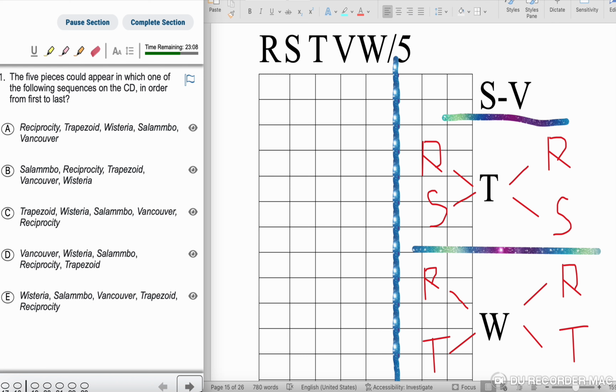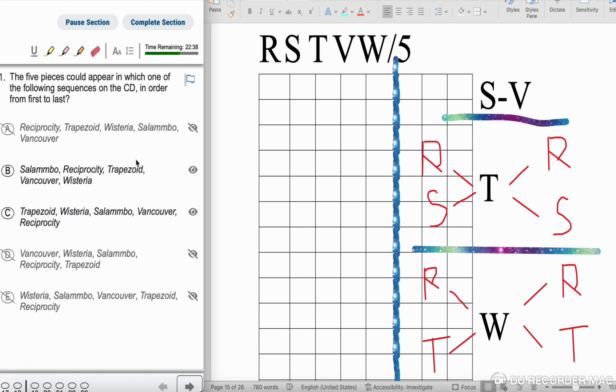One, the 5 pieces could appear in which one of the following sequences on the CD in order from first to last. So S has to be before V, so look for that real quickly. You can see that choice D has V before S, so go ahead and remove it. T has to be before or after R and S. We see that it's in between, so remove it on choice A. Okay, so far we see that's in between, so remove it in choice E.